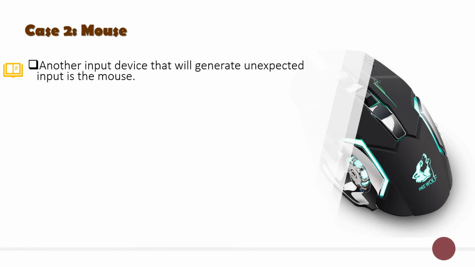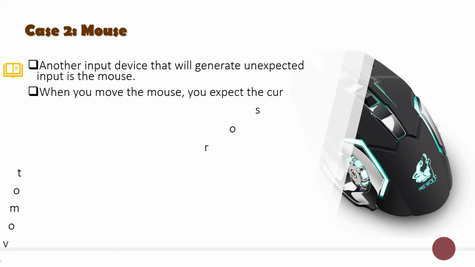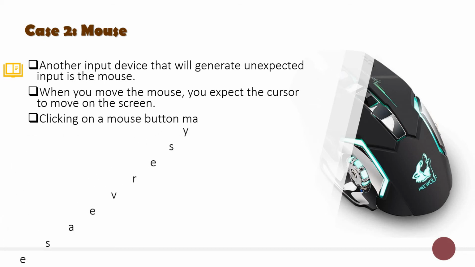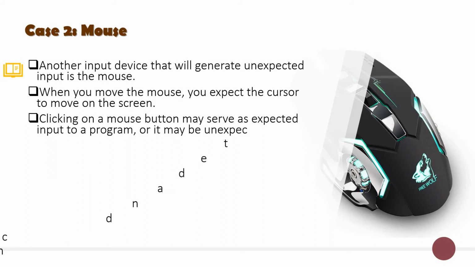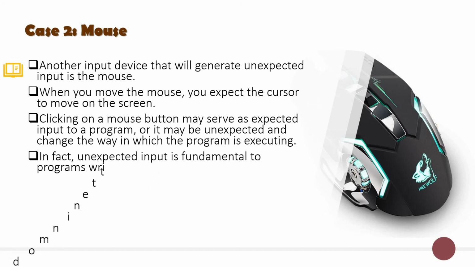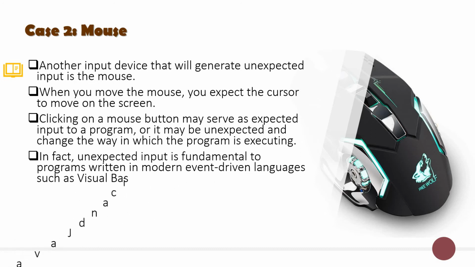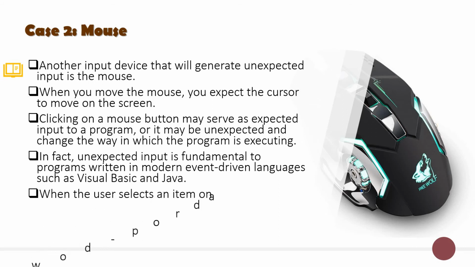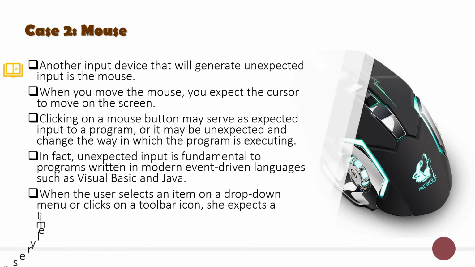Case 2, Mouse. Another input device that will generate unexpected input is the mouse. When you move the mouse, you expect the cursor to move on the screen. Clicking on a mouse button may serve as expected input to a program, or it may be unexpected and change the way in which the program is executing. In fact, unexpected input is fundamental to programs written in modern event-driven languages such as Visual Basic and Java. When the user selects an item on a drop-down menu or clicks on a toolbar icon, she expects a timely response. Again, data rates are slow.